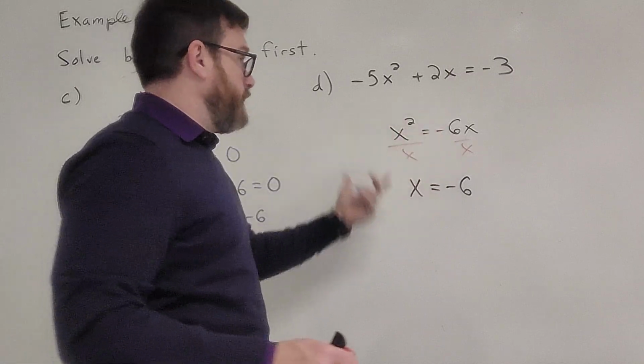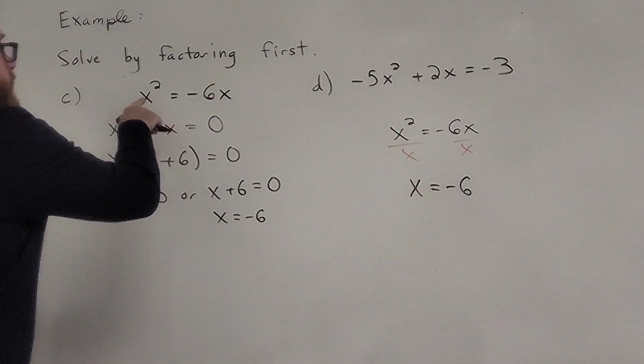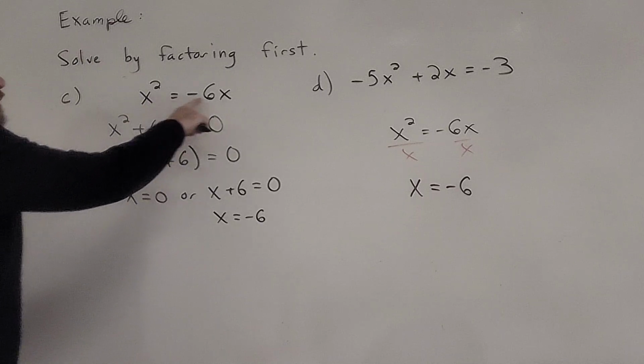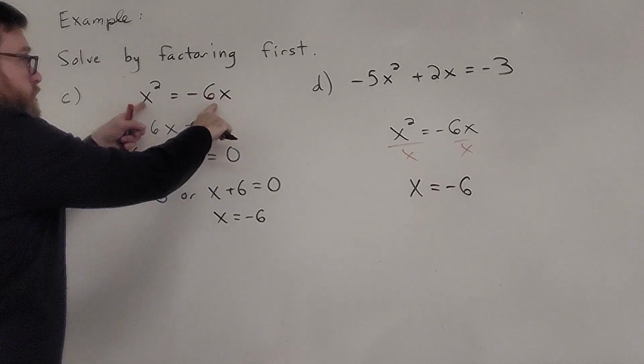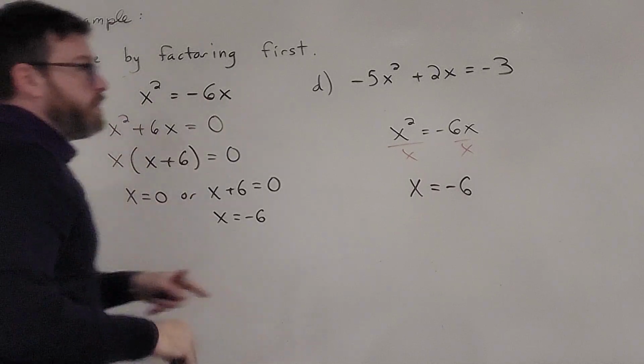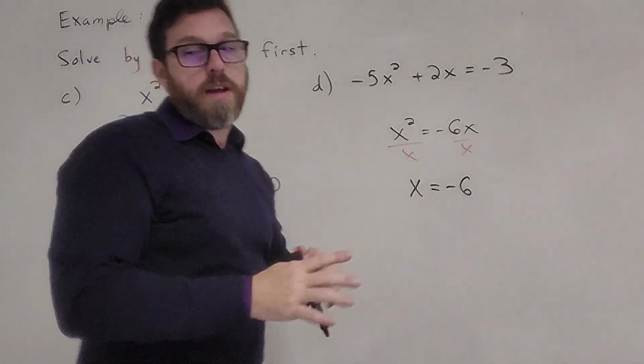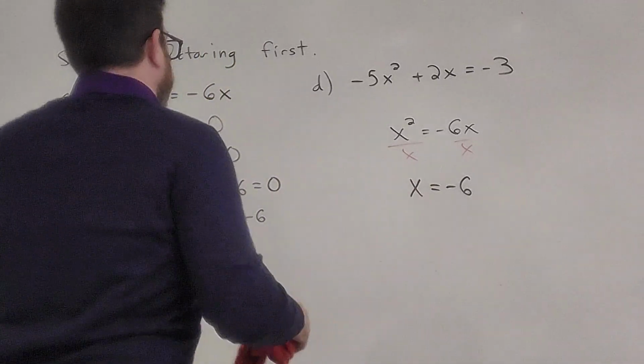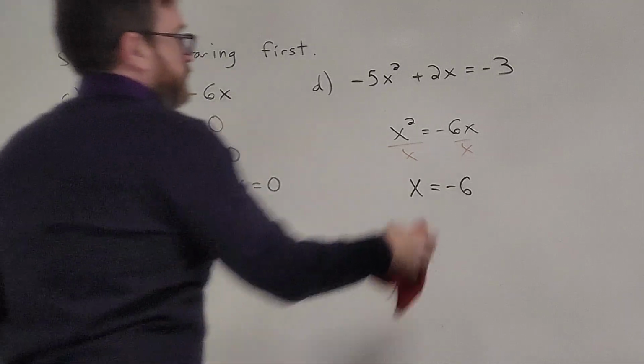And we can see that 0 works. If I plug 0 in here, 0 squared is 0, and negative 6 times 0 is 0. So 0 equals 0 works. This is a solution. So if we do it this way, we lost it. You lost half your solutions. So when you see a quadratic, set it equal to 0 and factor.